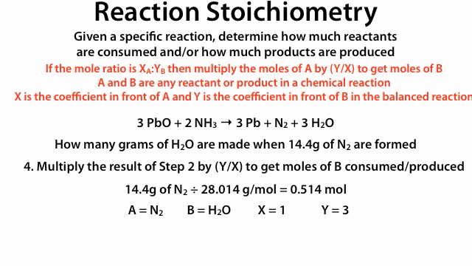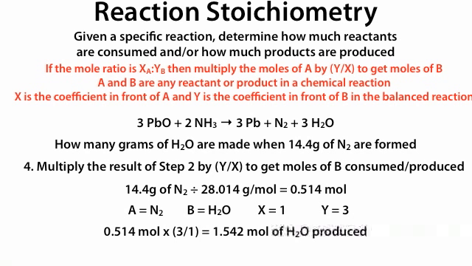Step 4, multiply the result of step 2 by Y divided by X to get moles of B consumed or produced. The result of step 2 was that we had 0.514 moles of N2. We now multiply this by Y over X, which is 3 over 1, to get moles of B produced, or moles of H2O produced. We multiply 0.514 times 3 over 1 to get 1.542 moles of H2O produced.